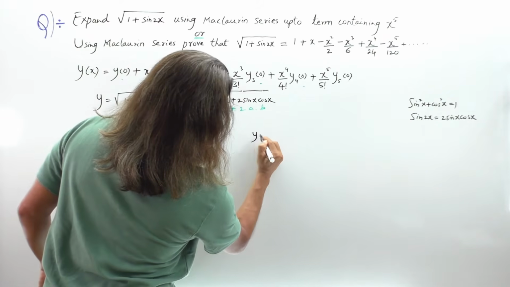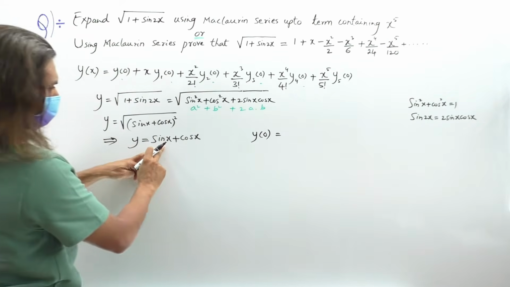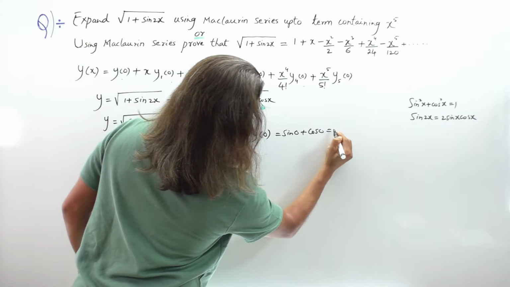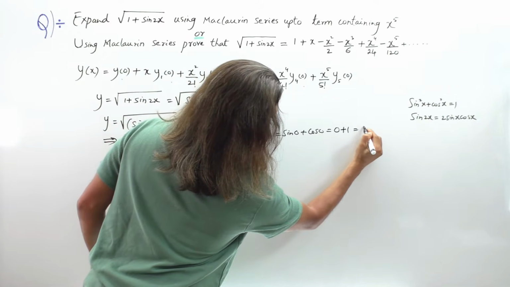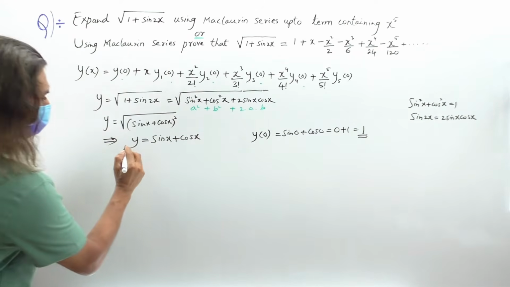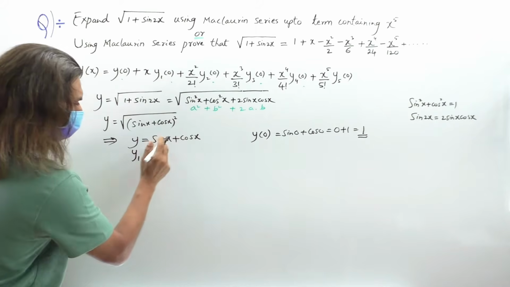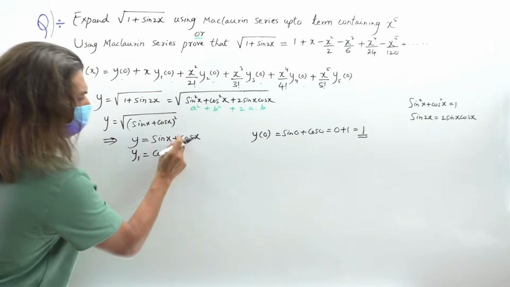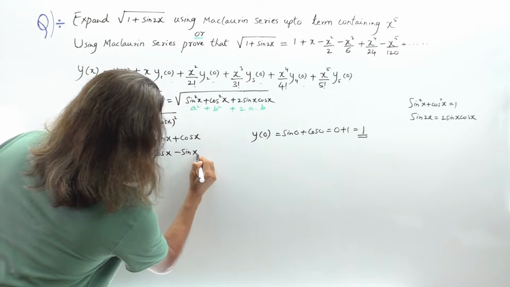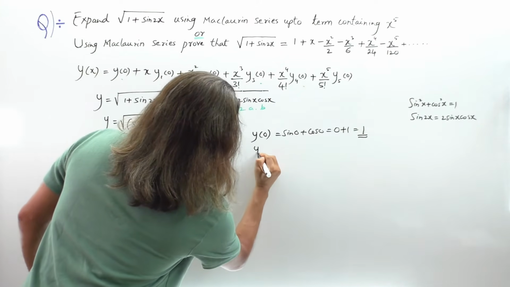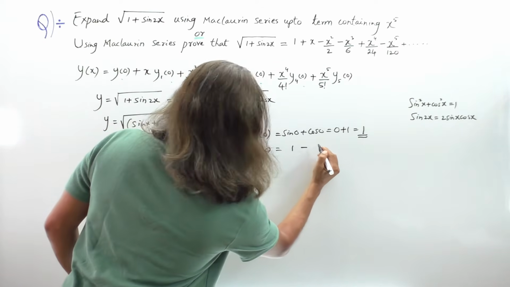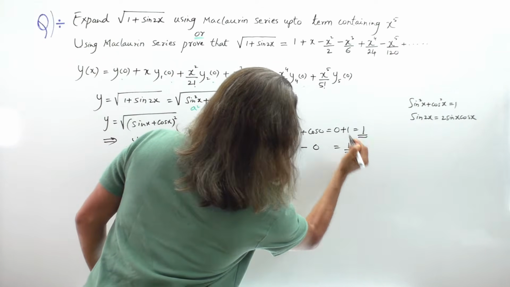So, what is y of 0? Y of 0 will be sin 0 plus cos 0. As you know, sin 0 is 0 and cos 0 is 1. So, it is 1. So, we have y of 0 is 1. Then y1 is equal to the differential of sin x, which is cos x, and the differential of cos x, which is minus sin x. So, again we have y1 of 0 is equal to cos 0 which is 1, minus sin 0 which is 0, that is 1.